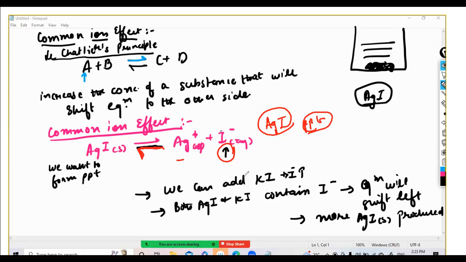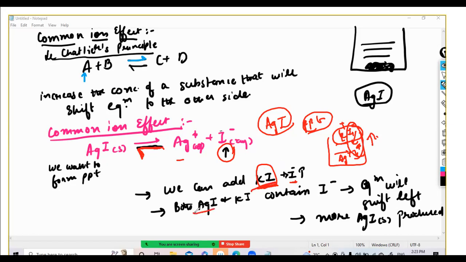So what you can do is add a similar salt, for example KI. What is happening when you add KI? KI will dissociate, and K+ and I- ions will be found. What was already present? Ag+ and I- ions were already present. So with the introduction of KI, the iodide ion concentration increases. This is how I can increase the concentration of one of the ions by adding a similar salt.